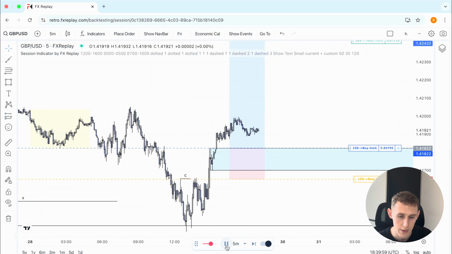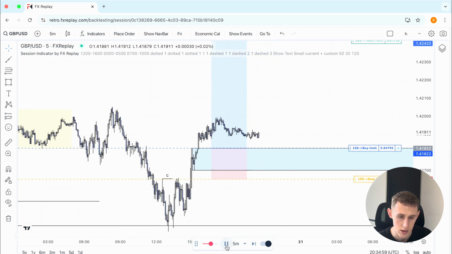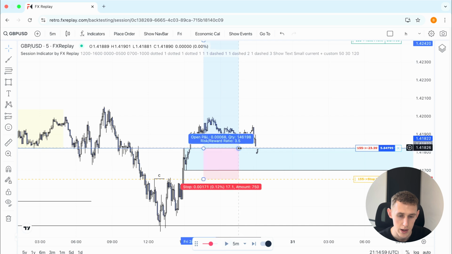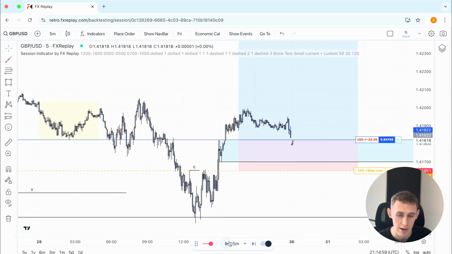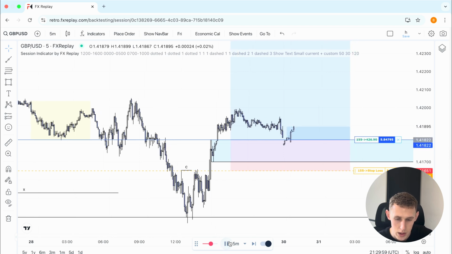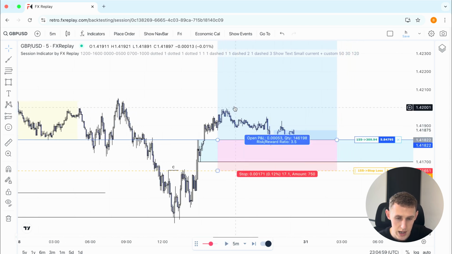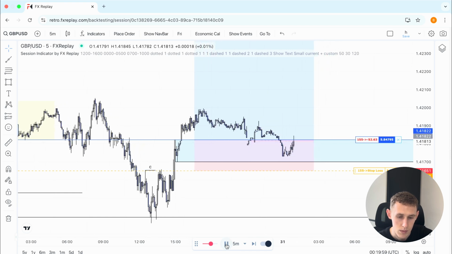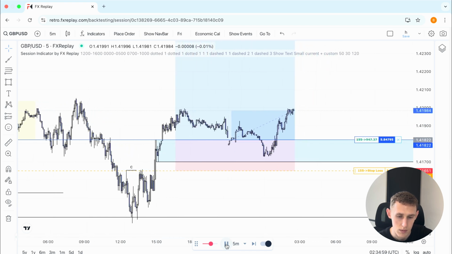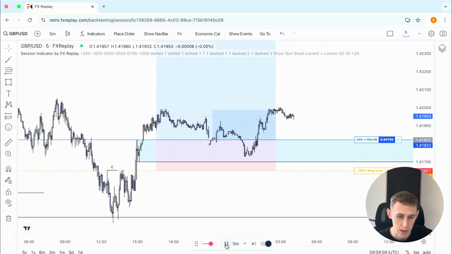Let's see if it can pull back for us. Right, there we go, guys. So we're tagged into this. Let's see if it can continue to push. I like how correctively this has come down as well. Ideally, we can break above this high. Yeah, there we go. So it did break above that high.